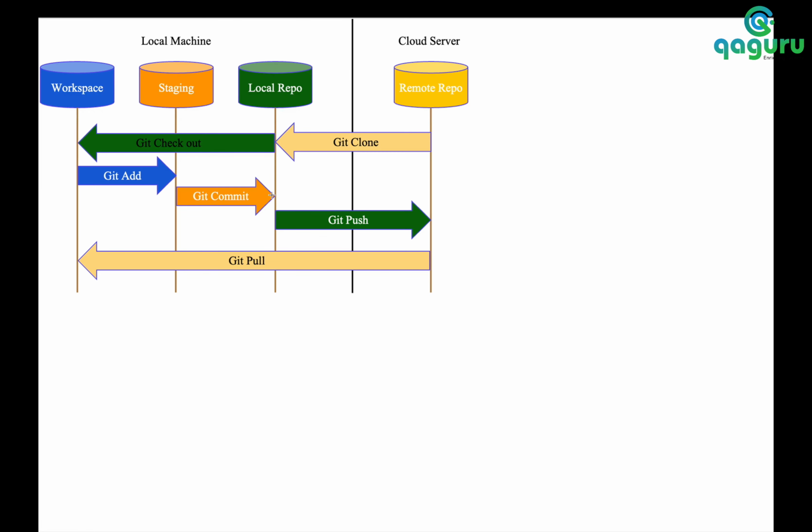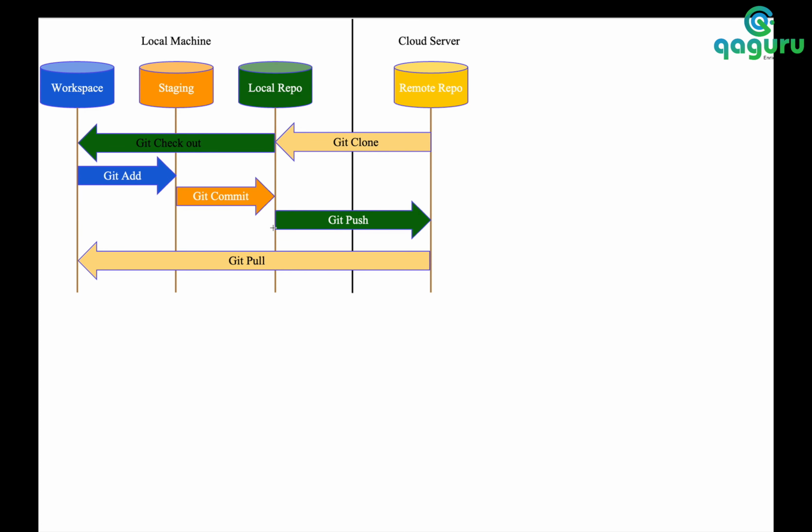Now we created a project and we can share the project with our team members, right? So how can we do that? We have to move it to the remote repo, because the collaboration happens in the remote repo. The other team members cannot access your local repo because that's on your local machine, your laptop. So if you want to share your changes with other team members, you have to move the changes from your local repo into the remote repo.